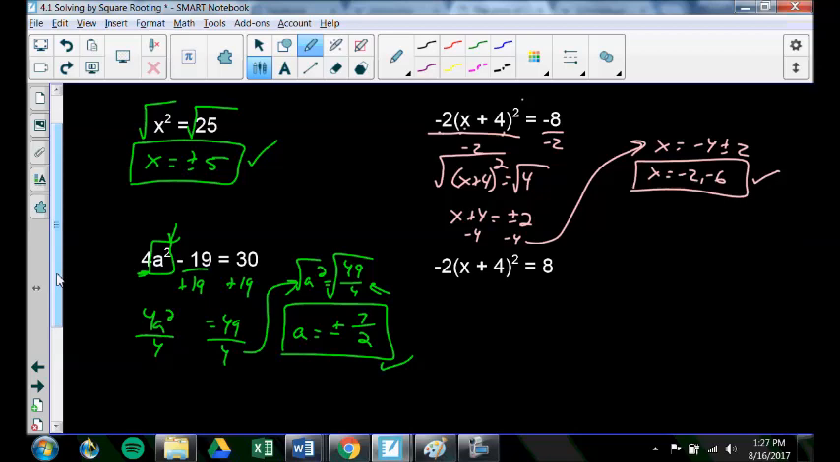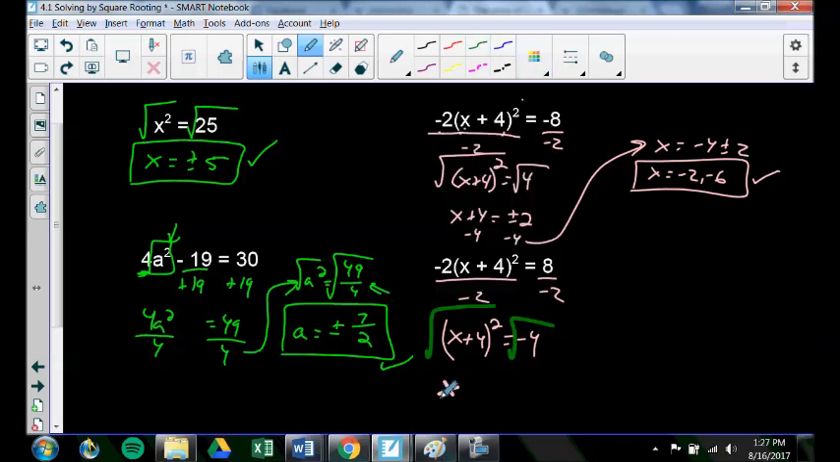Is this the exact same problem? It is not. We divide both sides by negative 2. We get (x plus 4) squared equals negative 4. Now we square root both sides. And you don't have a square root of negative 4.